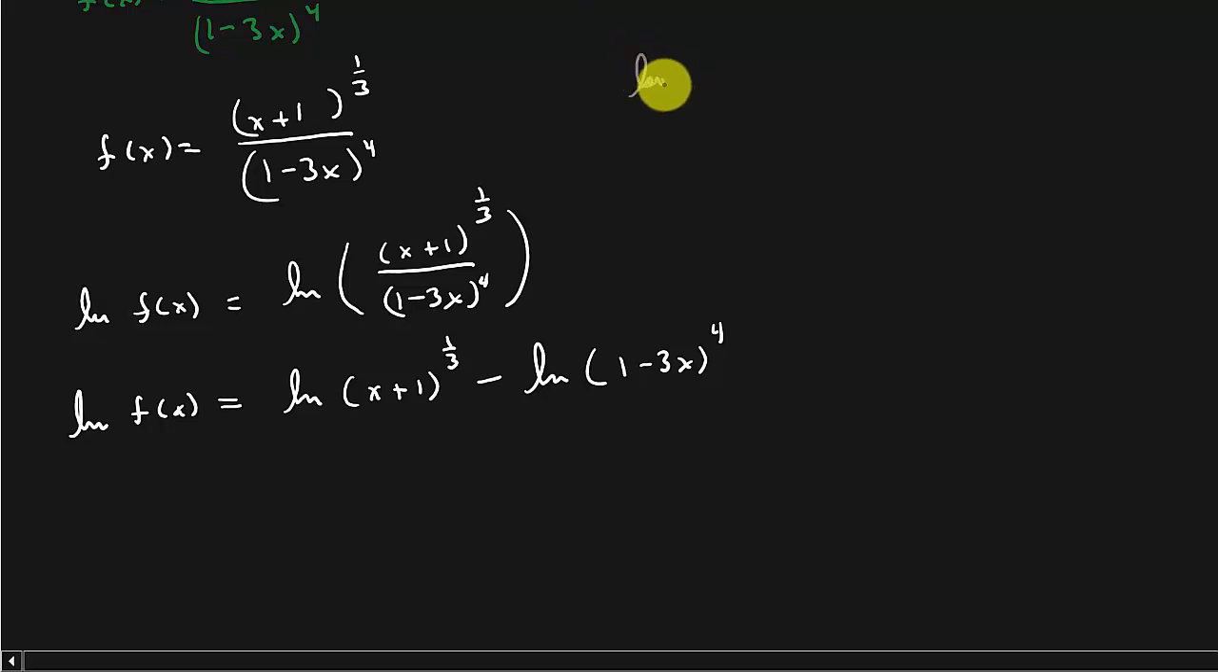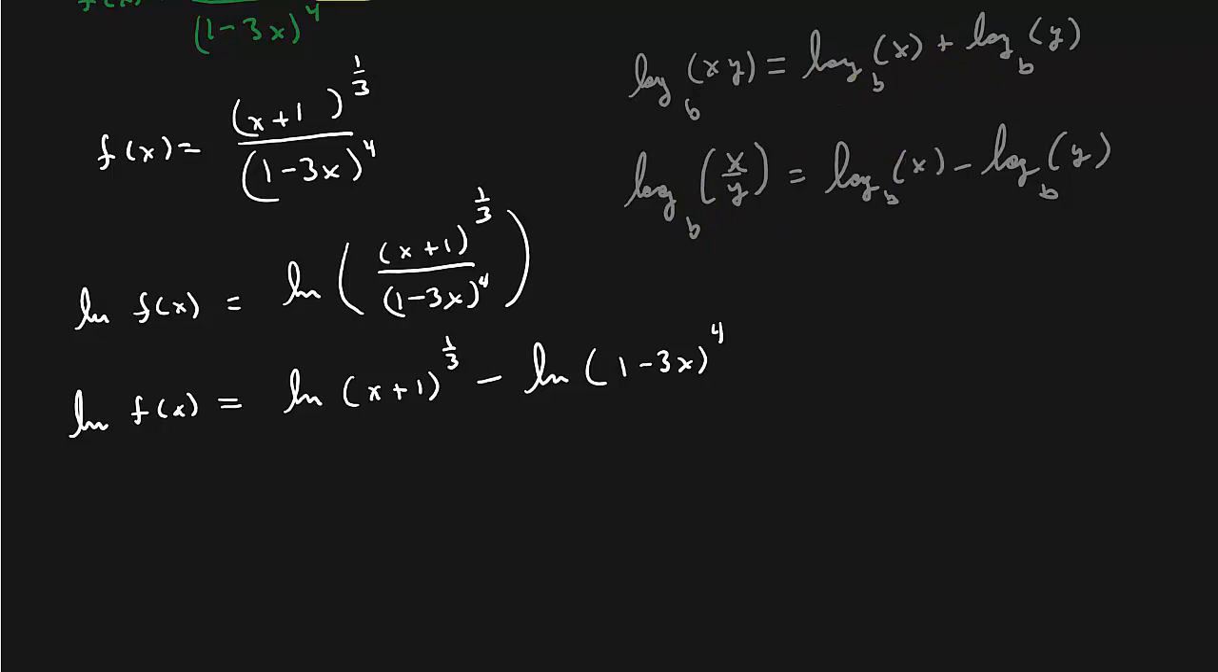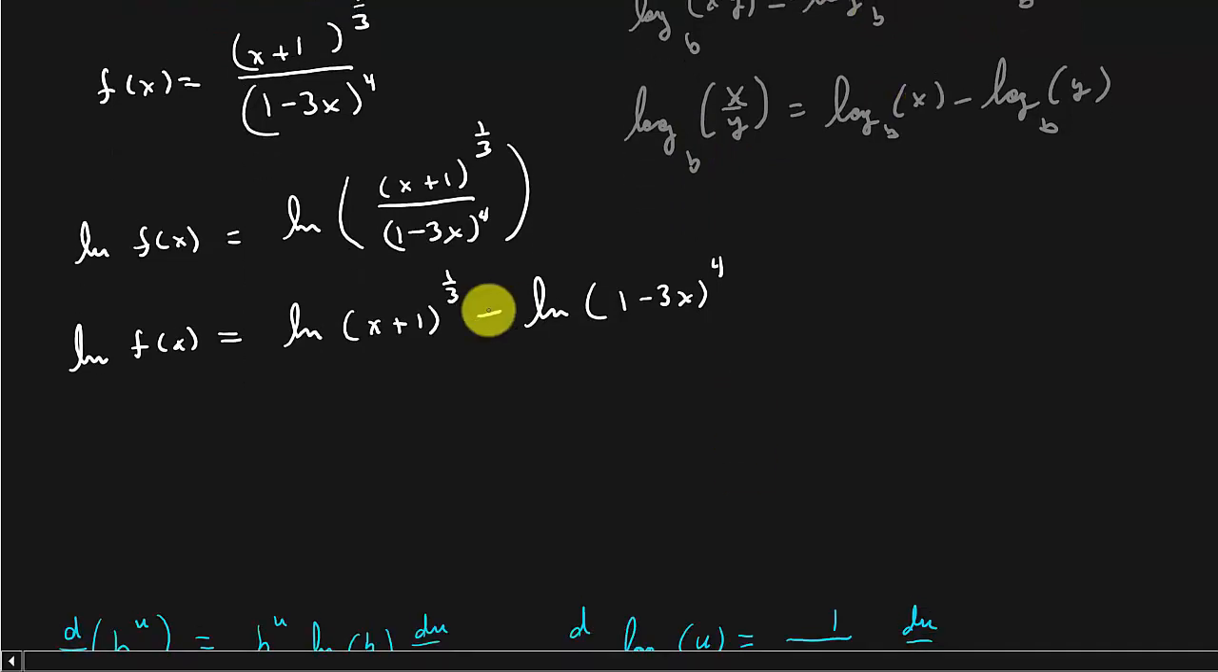The log of x times y with base b is log of x base b plus log of y base b, and the log of x over y with base b is log x with base b minus log y base b. Remember, multiplication splits up into addition, division splits up into subtraction. And then remember, we have that property that says we can pull those down in front.